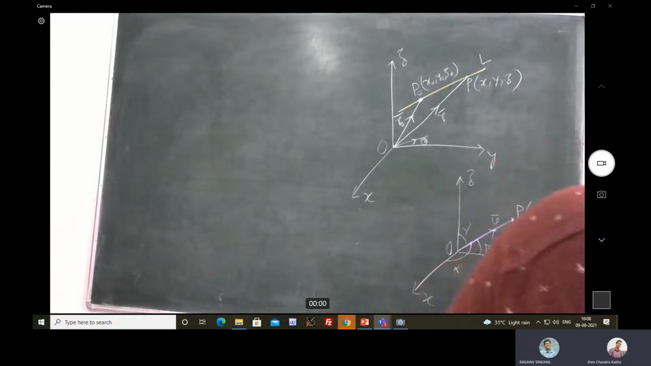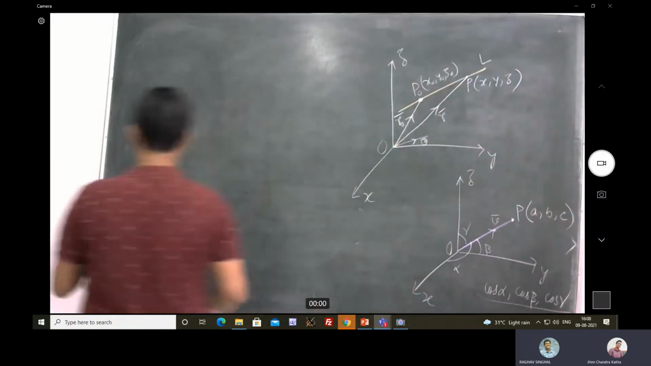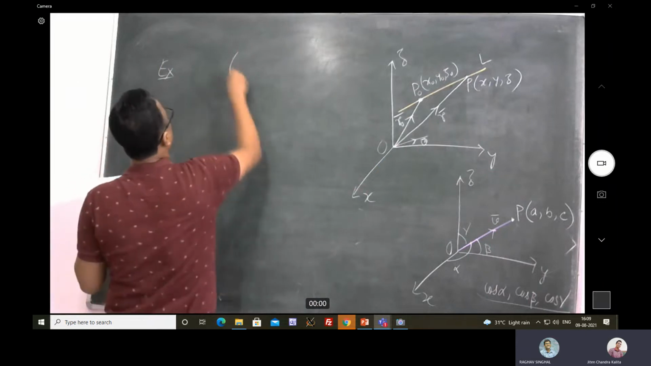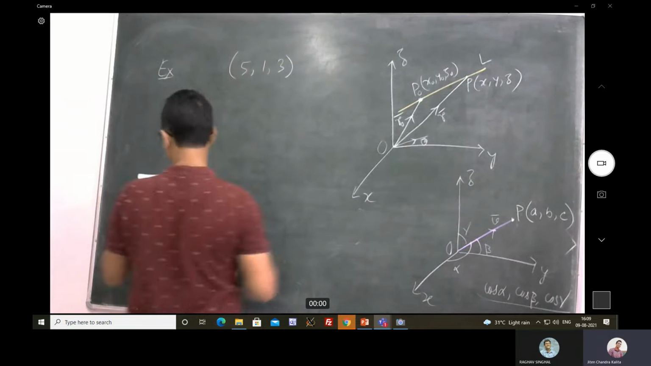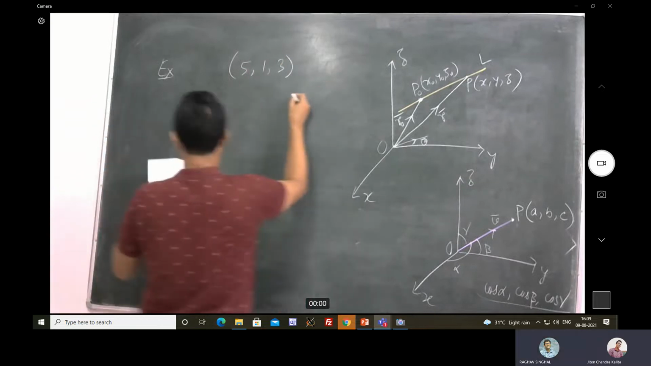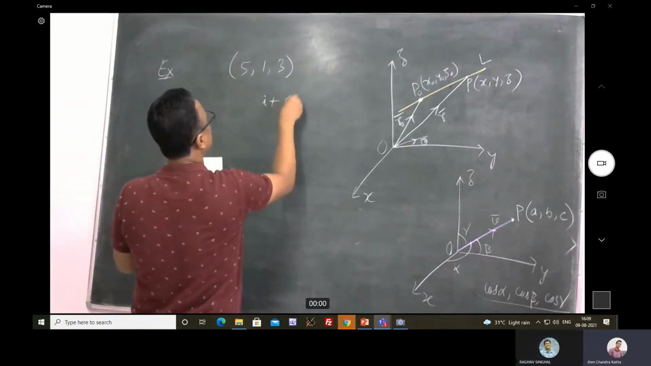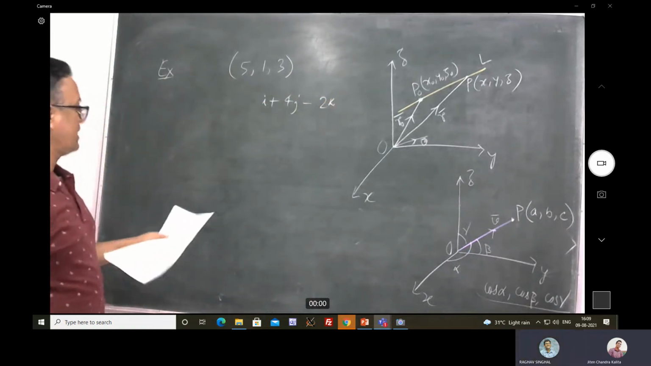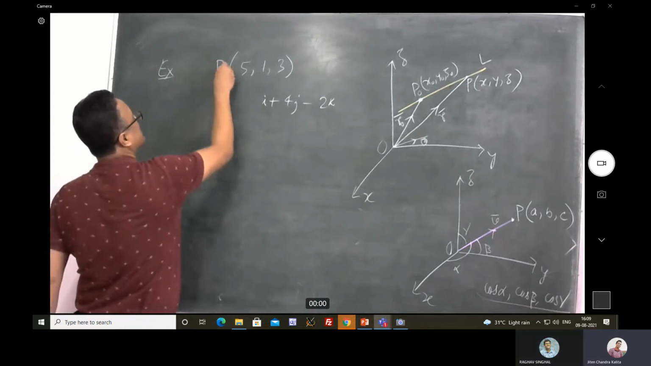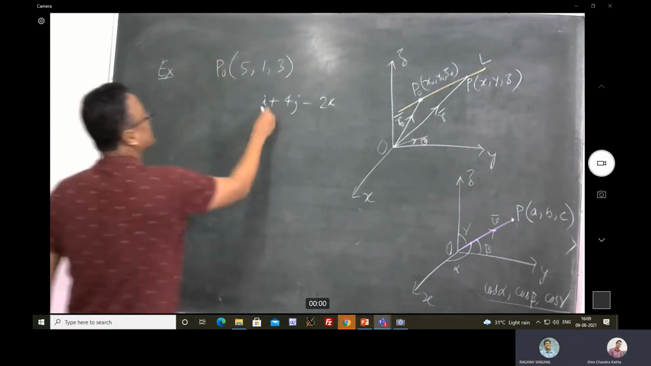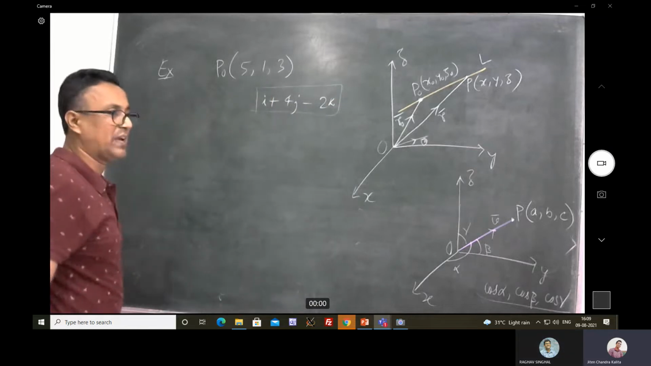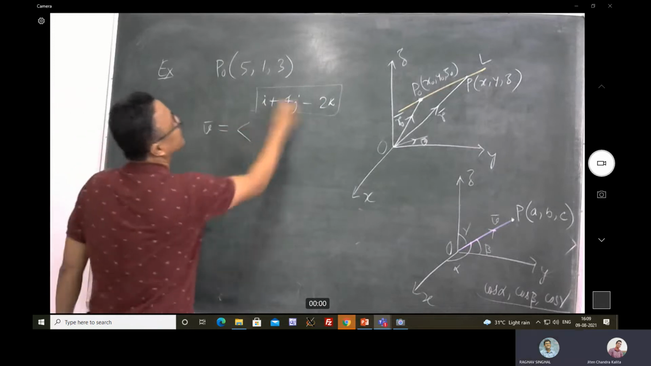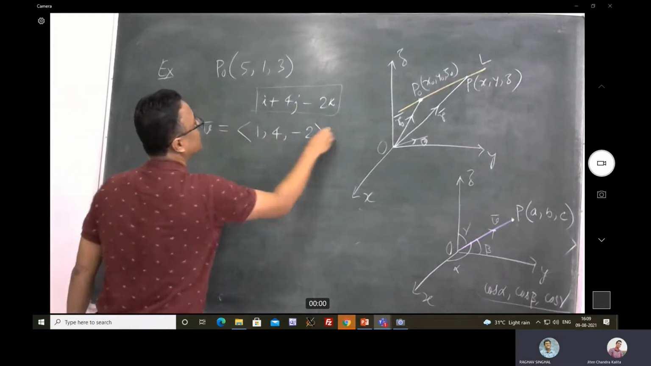Okay, now let us try to do one exercise. Suppose we want to find the equation of a straight line passing through this point, and which is parallel to i plus 4j minus 2k. This is straightforward. Basically, the fixed point P naught is this, and this is the vector to which the straight line is parallel. So your V is simply, from here, 1, 4, minus 2.